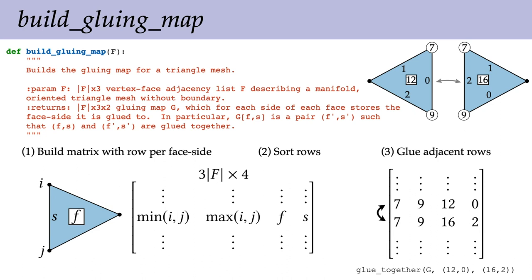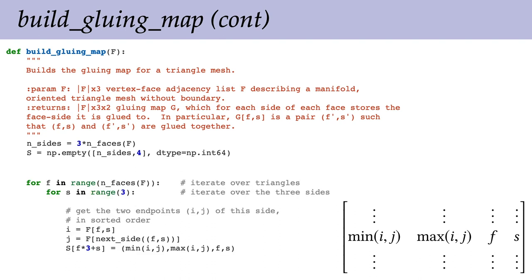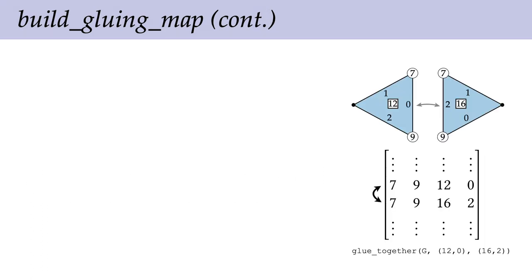In code then, we'll start by first just building this matrix. Remember this is a number of sides, which is number of faces times 3 by 4 matrix. So we'll allocate an empty matrix, then loop through all of the faces in our faces array, and for each side of each face, gather together the smaller and larger of the two vertex indices and store those in one row of this matrix. Once the whole matrix has been populated, we sort its rows lexicographically using the sort rows helper I mentioned before that we've already written for you, which just uses a little bit of NumPy magic to sort the rows of a matrix.